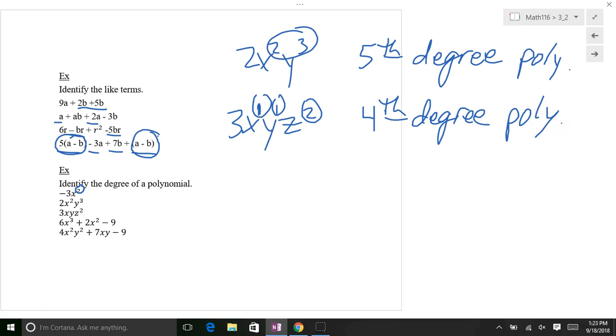Down below now, the 6x cubed, 2x squared minus 9. Again, you take the term with the largest degree. It's a third degree, x to the third. Down below, here's your three terms. Who's got the largest degree? This one down here. Add those up. That's a fourth degree.